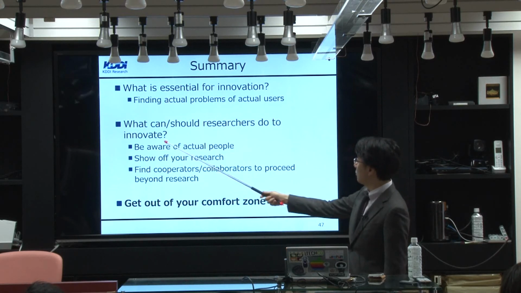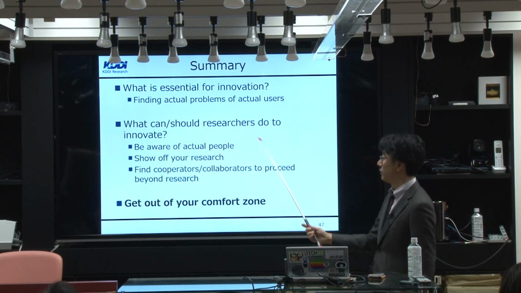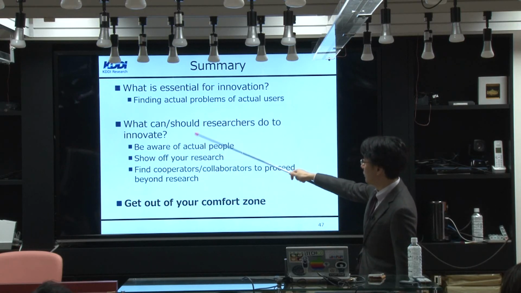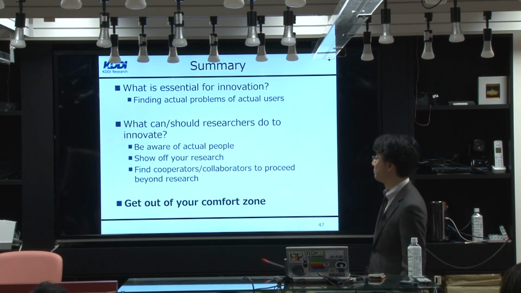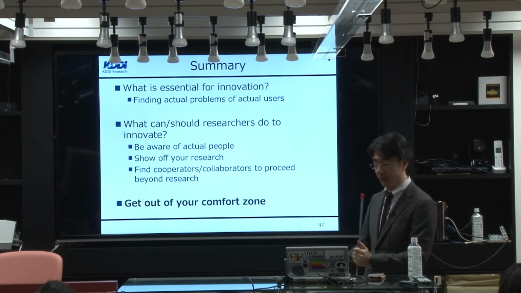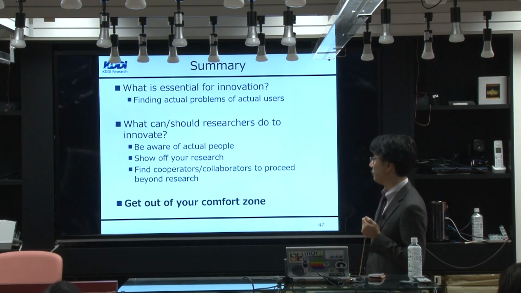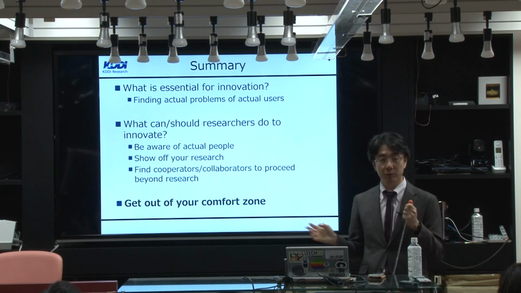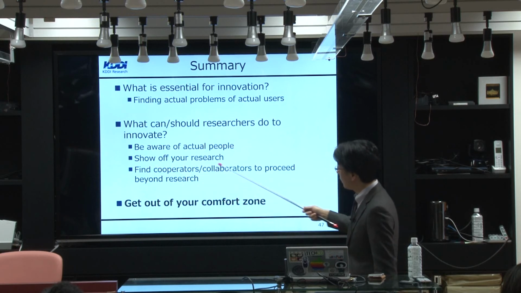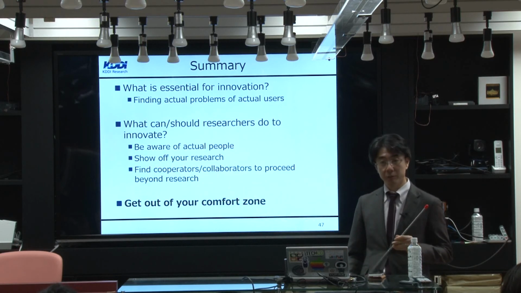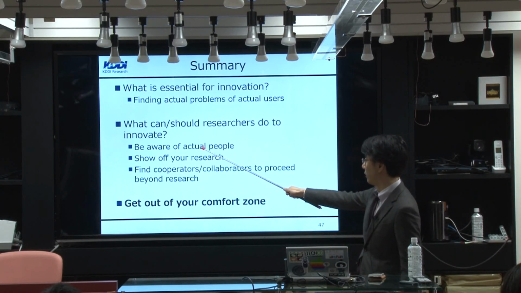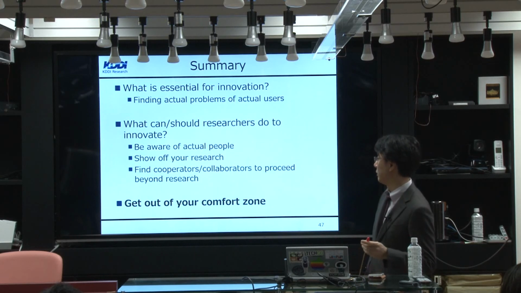The next question is, what can or should researchers do to innovate? We need to find these problems, so we need to be aware of actual people, and not be too focused on just the research. Those things are necessary, but it's very worthy to take time and think about or observe what actual people are doing. The second part is to show off your research in any way possible. Making a demo app or a video are good ways to be aware of actual people and find actual problems.